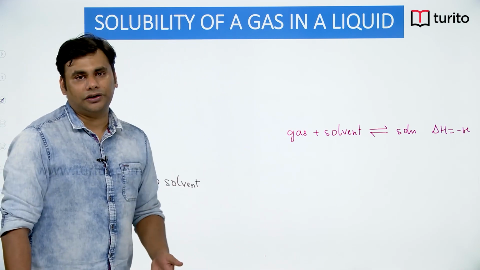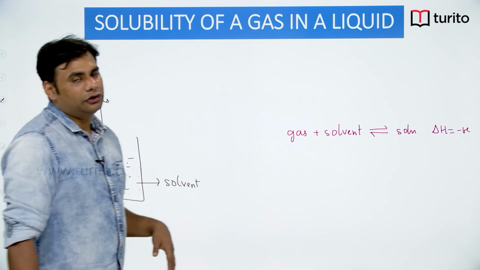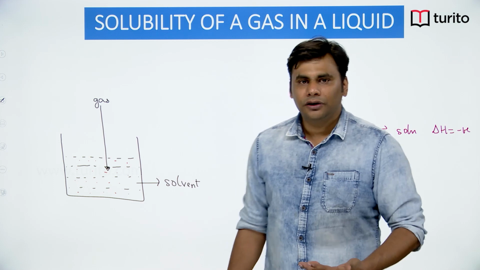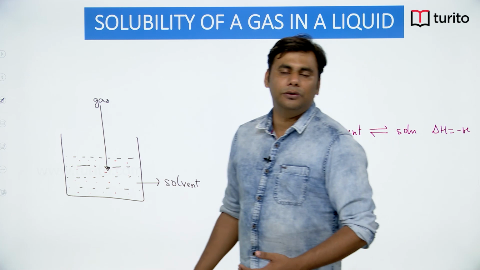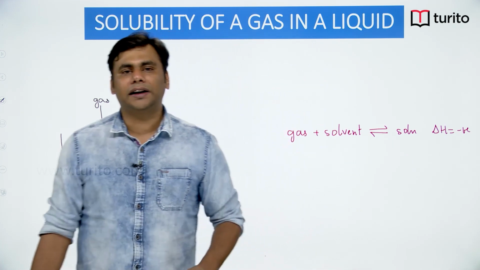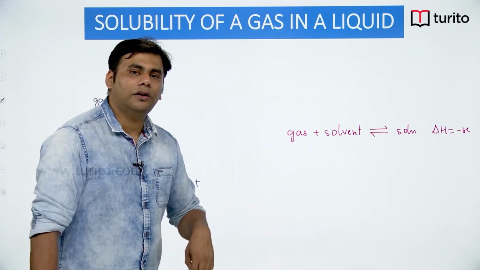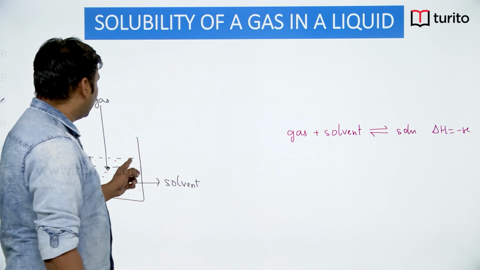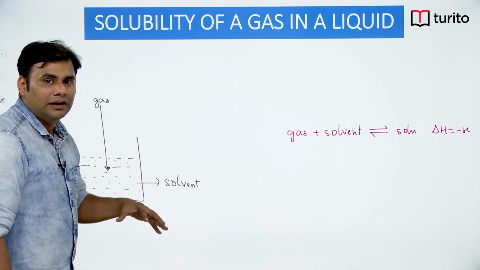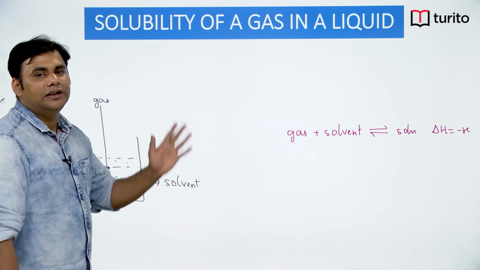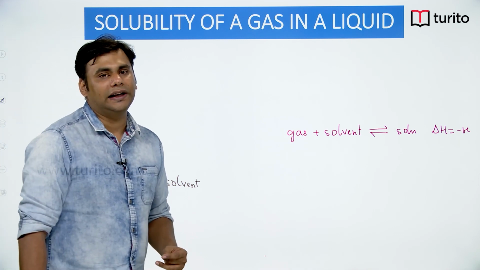Now if you increase the temperature, the gas molecule sitting inside the solvent will have more kinetic energy. When the kinetic energy increases, it can easily escape and come out of the solution. So the amount of gas dissolved in that case would be less. When you increase the temperature, the kinetic energy of the gas molecules increases, due to which the molecules sitting in the solution can come out easily. So the amount of gas that would dissolve in that solvent would decrease.